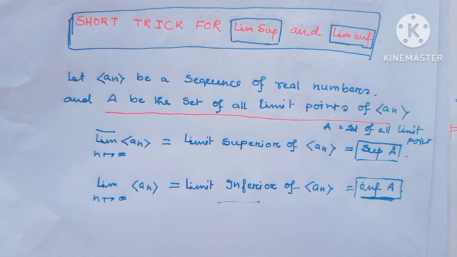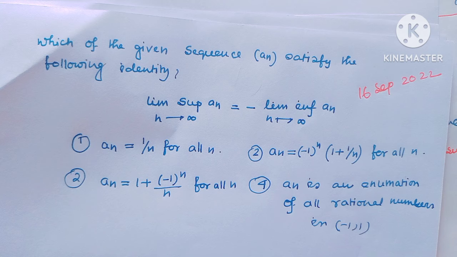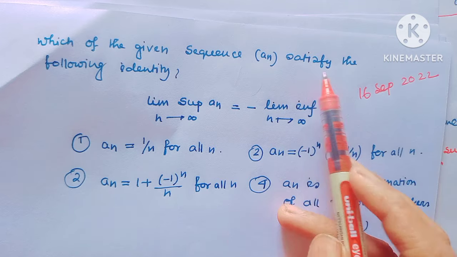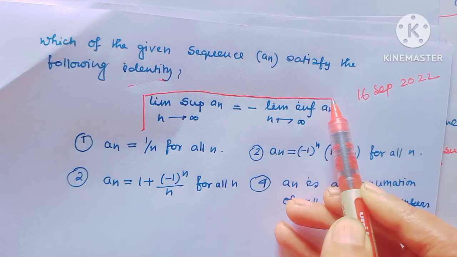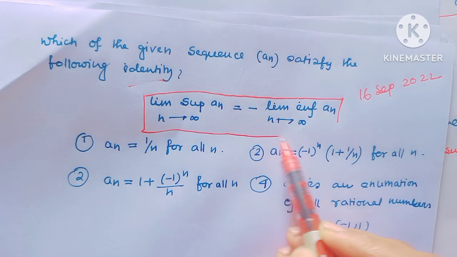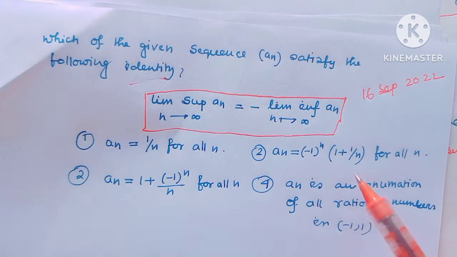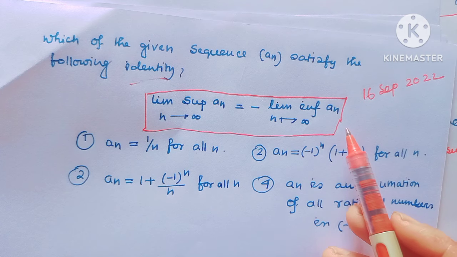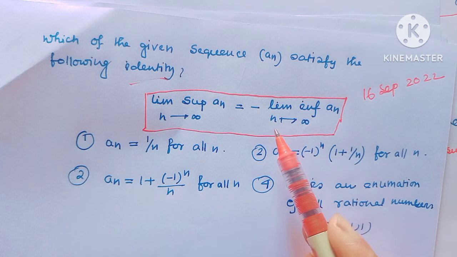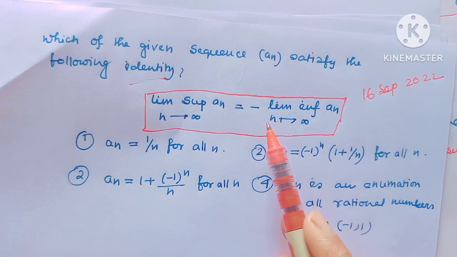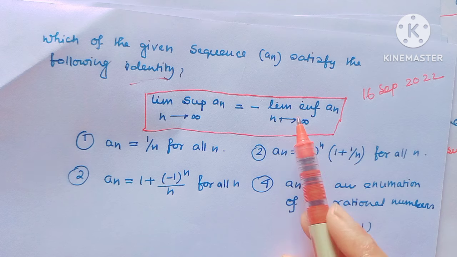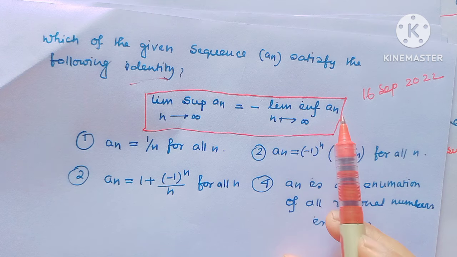The first example came in the CSIR NET exam on 16 September 2022. The question is, which of the given sequences satisfy the following identity? The equality is limit superior of a_n equal to minus limit inferior of a_n. That means the highest limit point of the sequence is equal to minus the lowest limit point of the sequence.